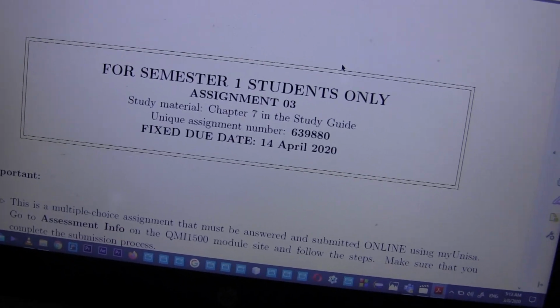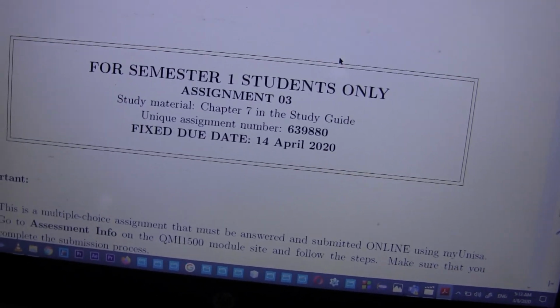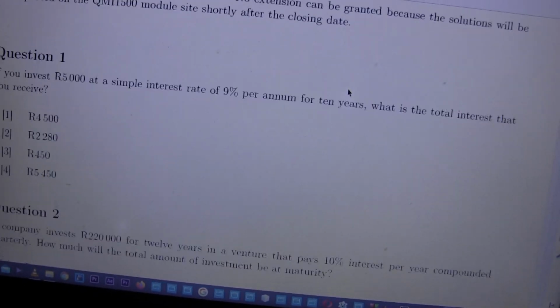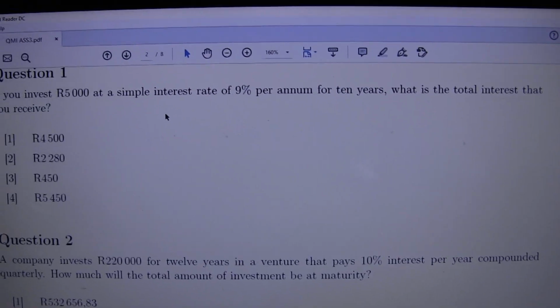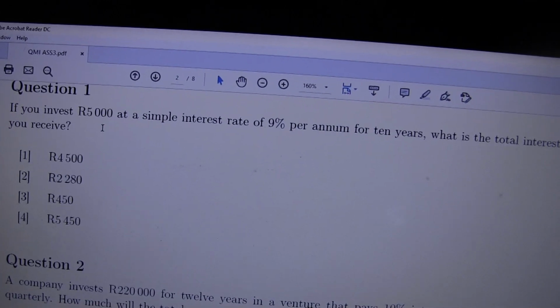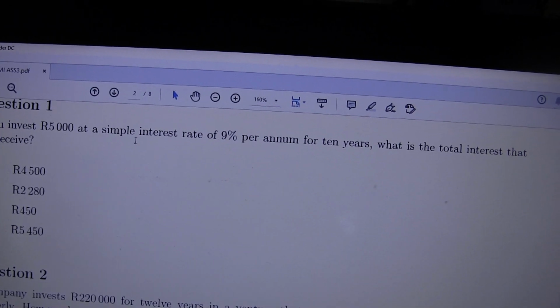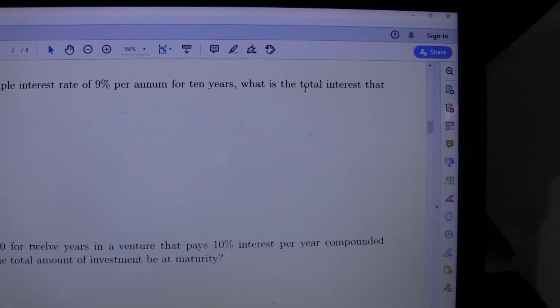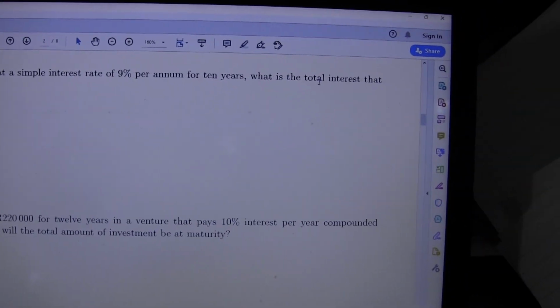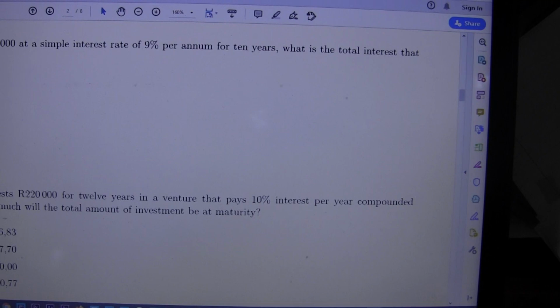So now let's go and do this assignment. Okay, now we're on info. Let's go straight to the question. So what is question one? The question says, if you invest 500 at a simple interest rate per annum for 10 years, what is the interest you receive?